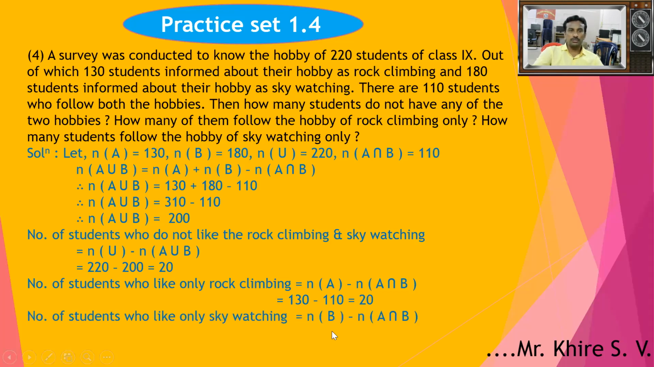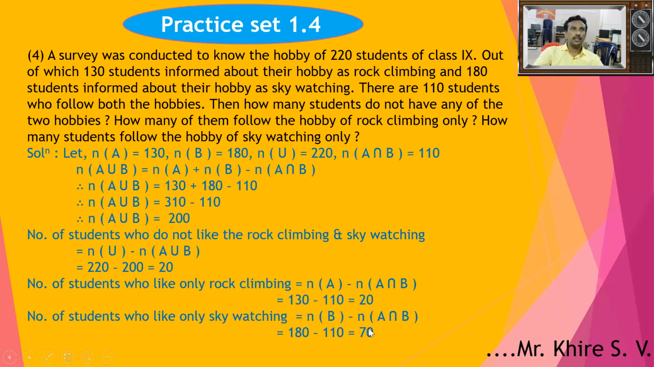Now, number of students who like only sky watching means number of B minus number of A intersection B. Number of B is 180 and number of A intersection B is 110. Therefore, 180 minus 110 is equal to 70. Therefore, number of students who like only sky watching is equal to 70. Understood? Okay.